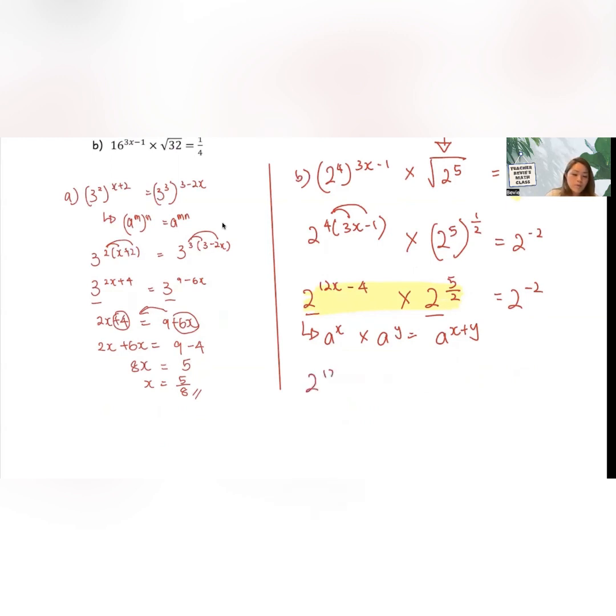So it's 2 to the power of 12x minus 4 plus 5 over 2 equals 2 to the power of minus 2. Okay, now for my left and my right hand side, I have the base that is the same. I can just drop the base and I compare the powers and continue solving them from here. Okay, so it's 12x minus 4 plus 5 over 2 equals negative 2.